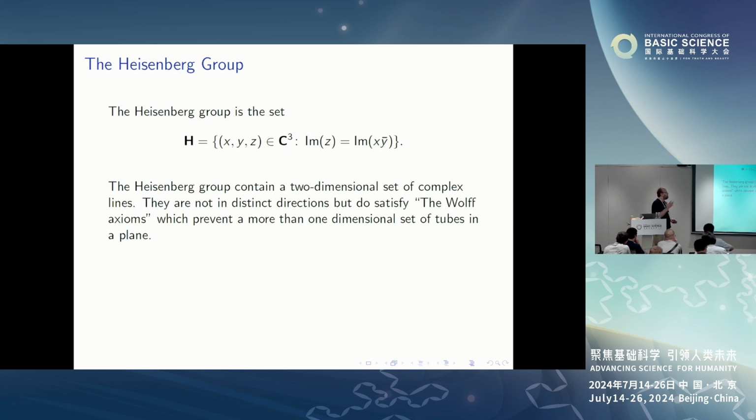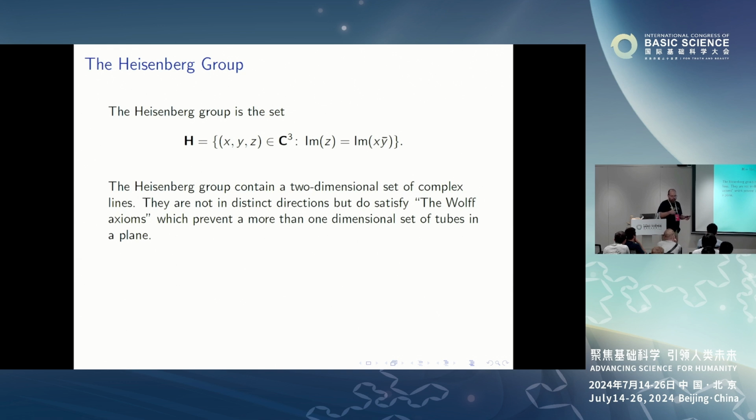Okay, I should say something about why it's the Heisenberg group. It really has a natural group action as the 5-dimensional Heisenberg group. It contains a 2-dimensional set of complex lines. So from the complex point of view, the Heisenberg group is 5-halves dimensional, right? It's 5-halves dimensional over the complex numbers. And it contains a 2-dimensional set of complex lines, which is like being a Kakeya set.